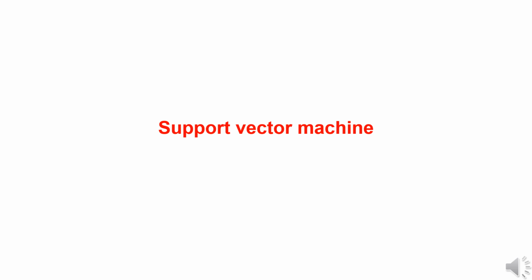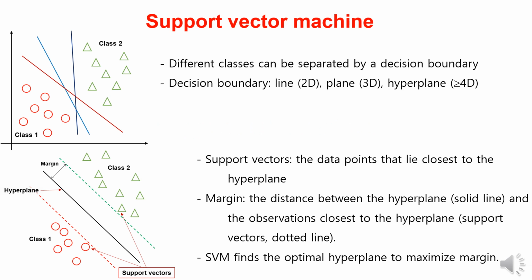In this video, we will learn about a machine learning model called support vector machine, and we will examine the coding files directly. In this figure, let's assume a two-dimensional space with two different classes. If we can find a decision boundary that can distinguish between these classes, we can classify them.